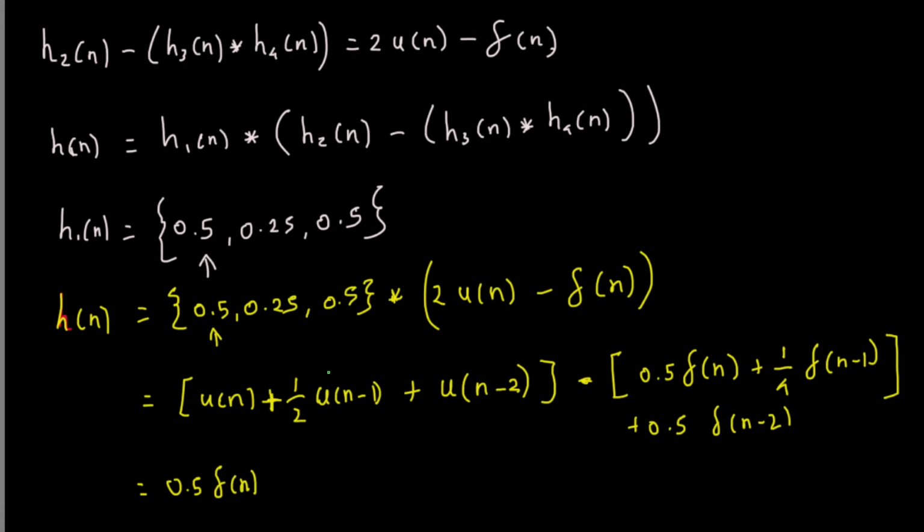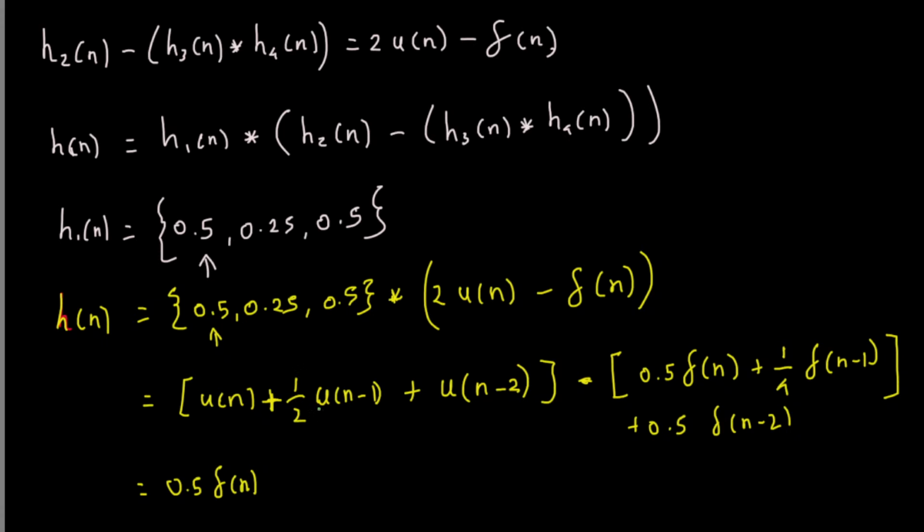At n minus 1, what's happening? We have a half u of n minus 1. Here we have to be careful because of this u of n. This u of n is going to keep on going forever. There's no end for this. It starts from 0 and goes forever, and that is going to add up with this one as well. So here we have half, and this one is going to add up with this one.